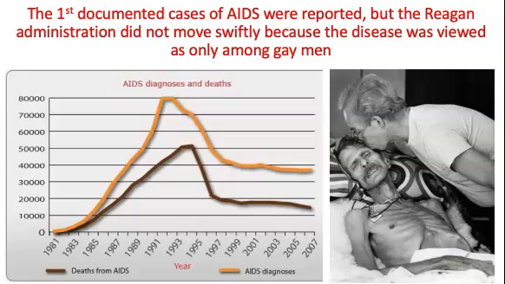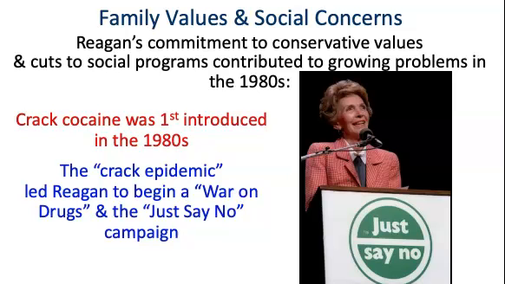Now, the Reagan administration did not move very swiftly because the disease was viewed as among gay men only. Now, Reagan's commitment to conservative values and cuts also led to other problems as well. Crack cocaine was first introduced in the 1980s in the United States, and what became known as the crack epidemic started to ravage inner city neighborhoods. As a result, Nancy Reagan began the war on drugs and the Just Say No campaign during his presidency.